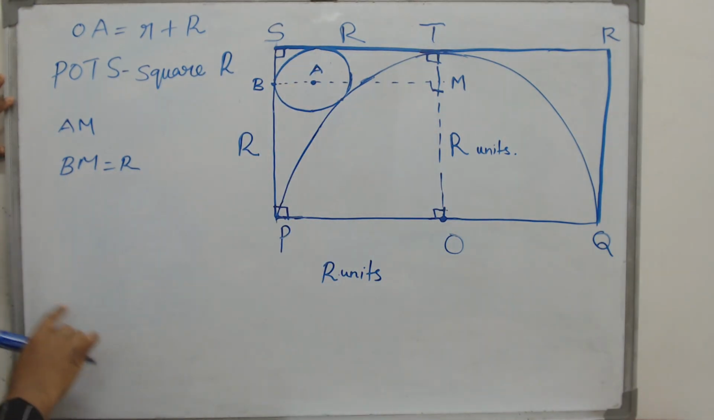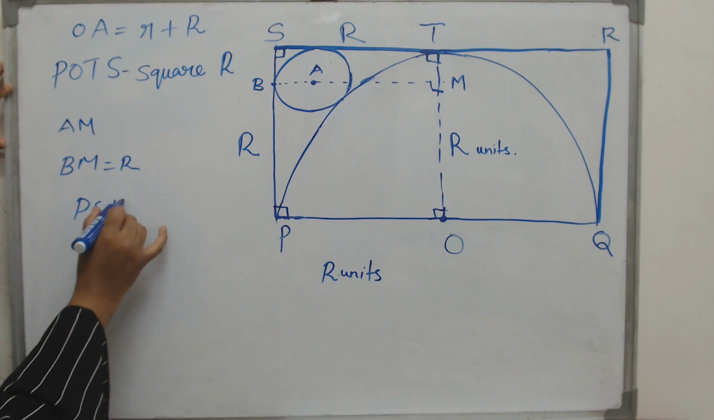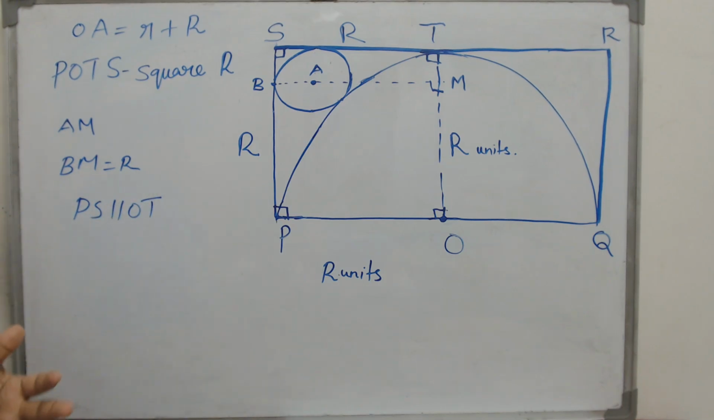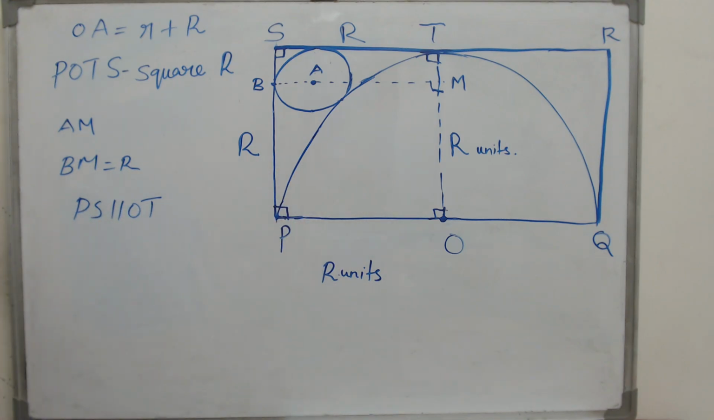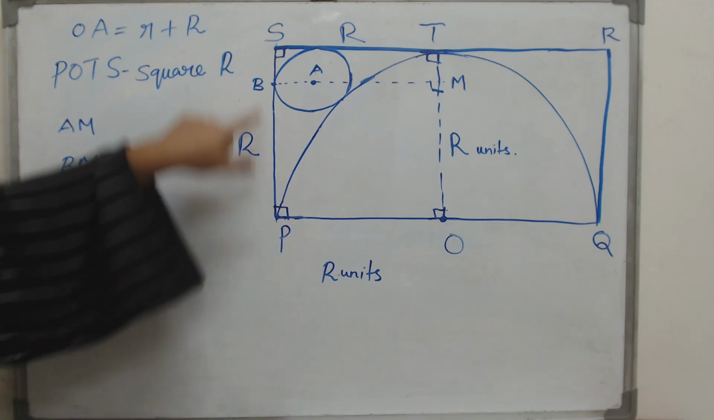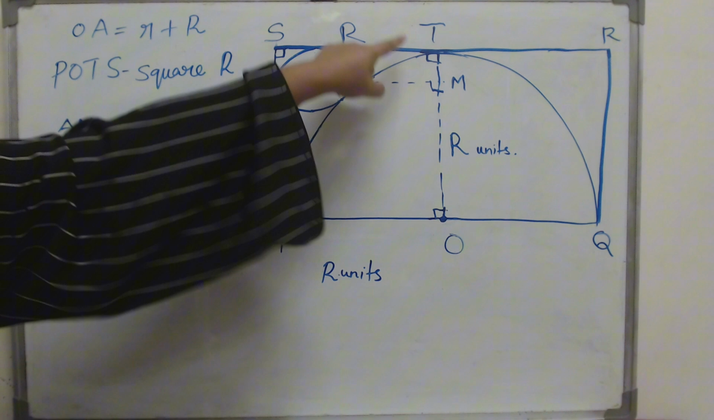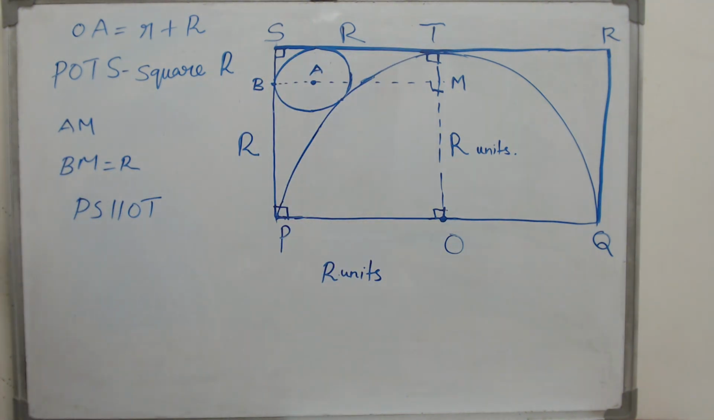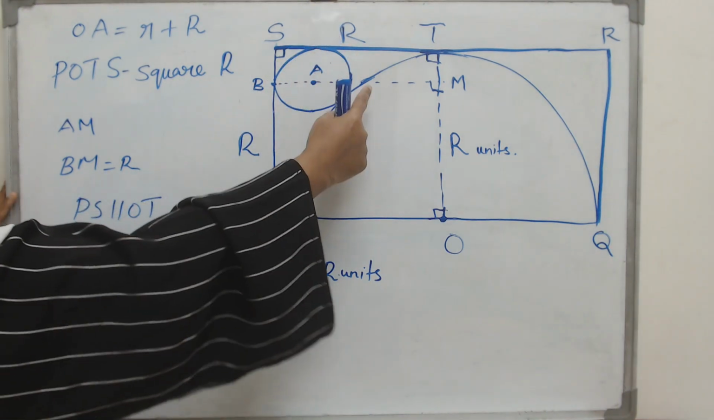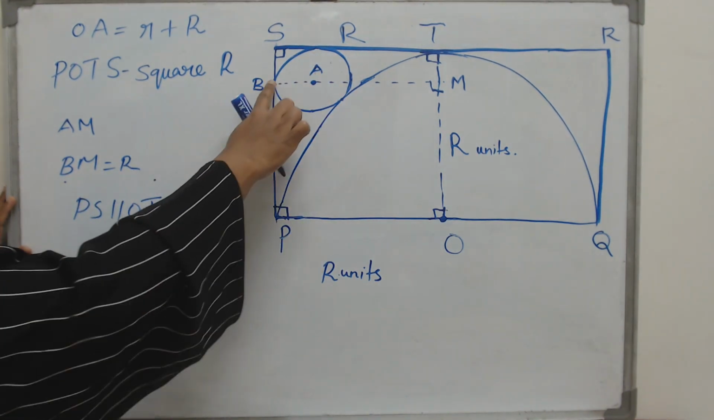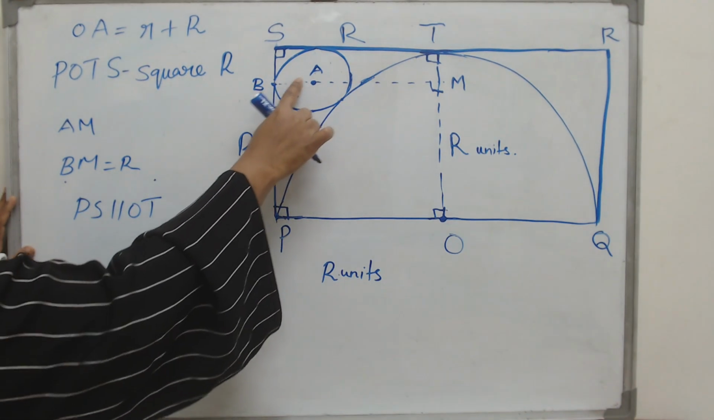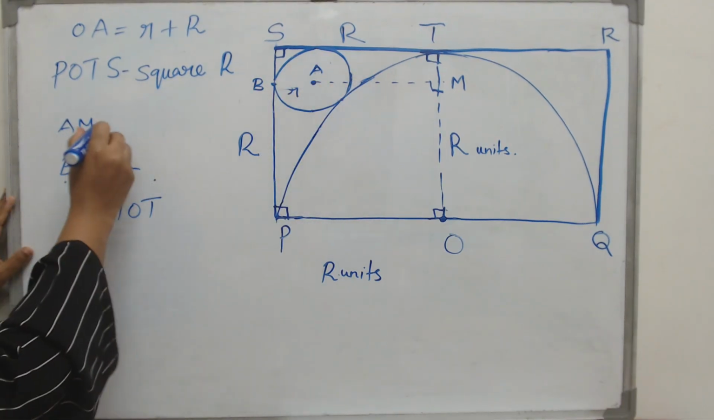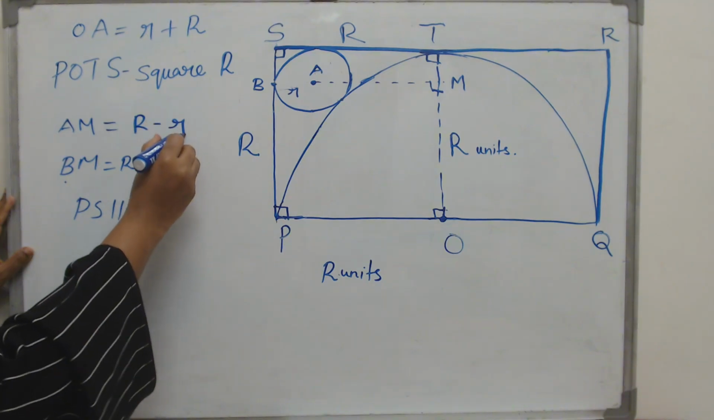POTS is a square. What do we know about the opposite sides of a square? Not only are they equal, they are parallel as well. And what do we know about parallel sides? The distance between them is always constant. So whichever line connects PS and OT, it will all be of the same length. If this is R and this is R, then this will also be R. But then from that you remove this. How much is this? The radius, it is going to be r, right? So if you remove this, how much is AM going to be? It is going to be R minus r.